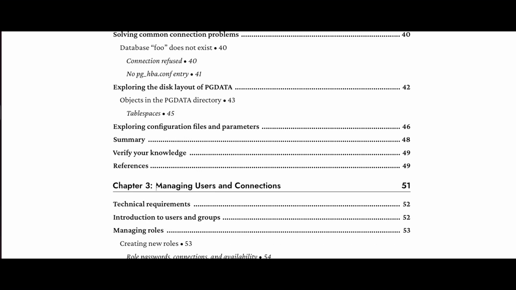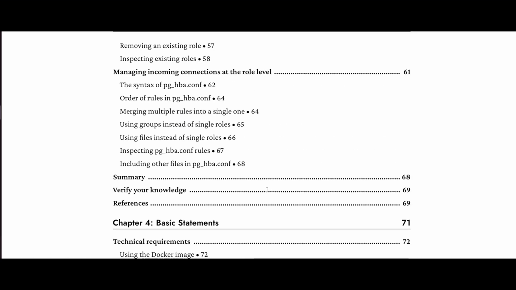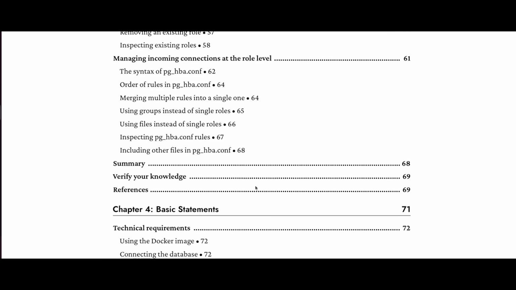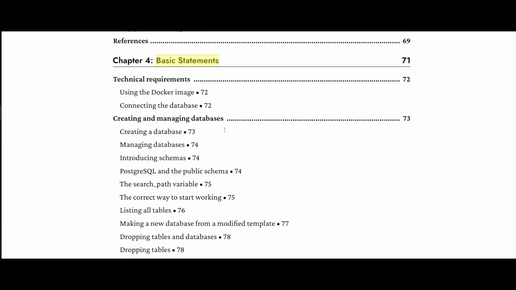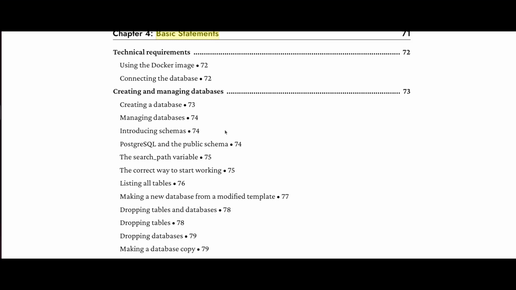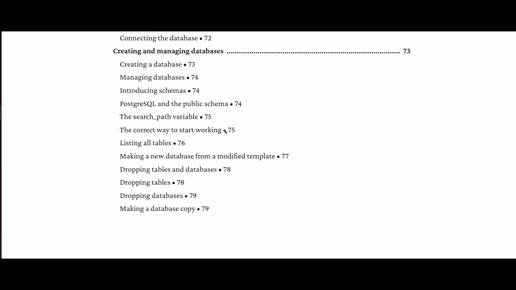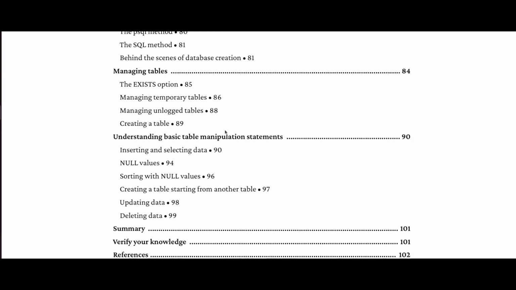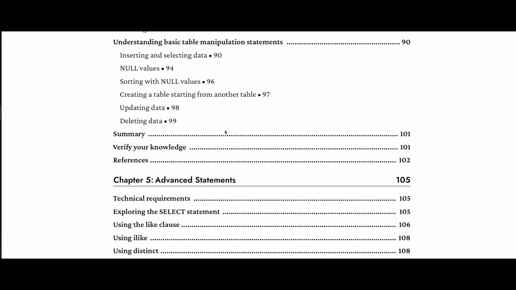Chapter 3 discusses managing users' connections. That means you're going to be looking into roles, groups, users, looking at the pg_hba.conf file itself, and other concepts themselves. Very useful. Then you move into basic statements. These basic statements are going to be covering the possible usage of Docker, in case you want to learn that way with Docker, or just in your normal cluster. Managing your databases in general, introducing schemas, search paths, tables, indexes, how to manage them, how they're useful to you, and alongside with our summary and knowledge verification.